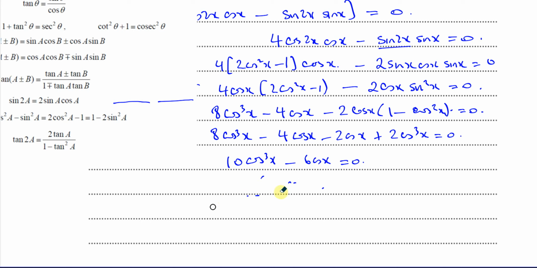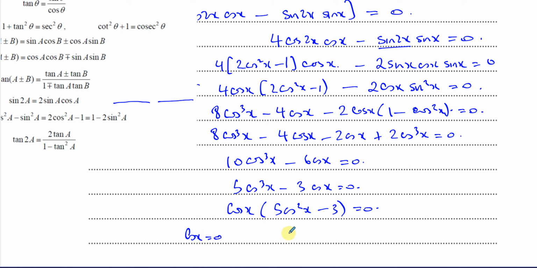But don't divide by cosine x, although it won't really affect the answer here. Just get into the habit of never dividing by a variable in order to get rid of a factor. So here we're going to divide by 2, so we have 5 cosine cubed x minus 3 cosine x equals 0. Cosine x is common, always take it as a common factor. That gives you 5 cosine squared x minus 3 equals 0. So we have now cosine x equals 0, and we have 5 cosine squared x minus 3 equals 0.